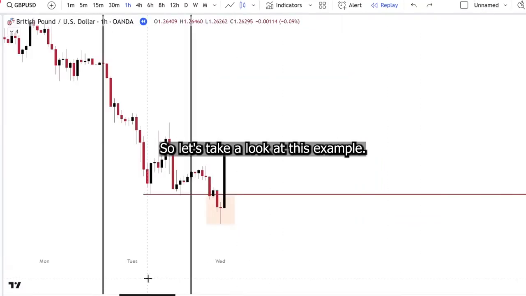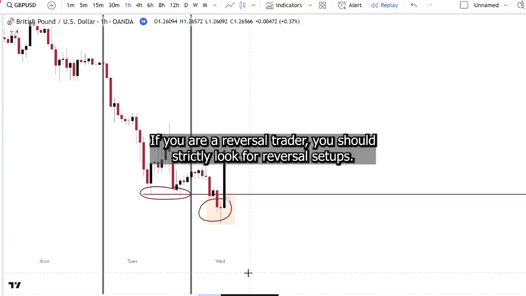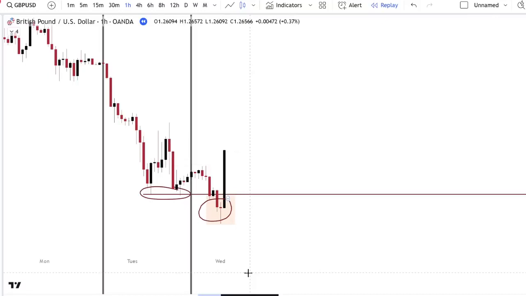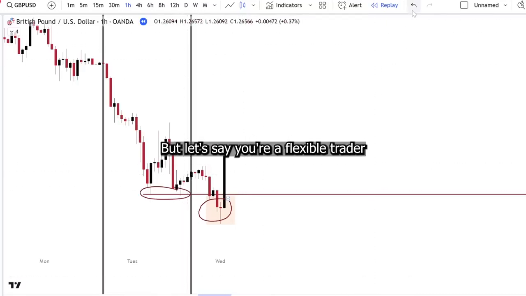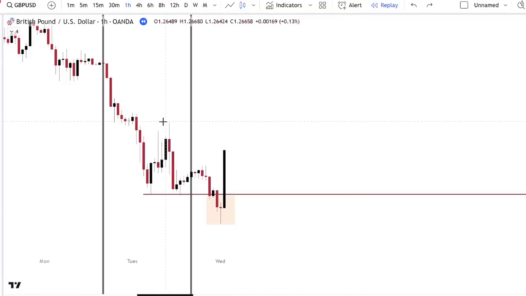So let's take a look at this example. On Tuesday, you had your liquidity being built. And on Wednesday, you had your stop hunt. So what would you be looking for? If you're a continuation trader, you should strictly look for continuation setups. If you are a reversal trader, you should strictly look for reversal setups. But let's say you're a flexible trader, and based on everything that I explained previously, what would you be looking for?